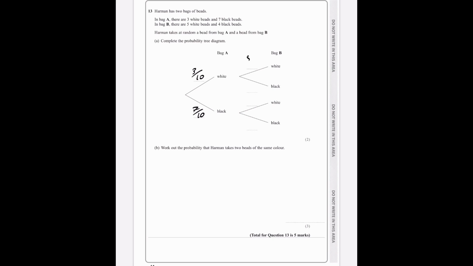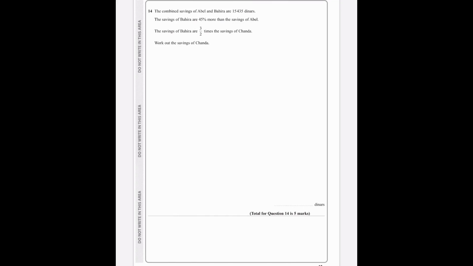For the probability, we've got 3 tenths, 7 tenths, and then 5 ninths, 4 ninths, 5 ninths, 4 ninths. The probability that Harman takes 2 beads of the same colour, so that's either white, white, or black, black. If it's white, white, it will be 3 tenths times 5 ninths. If it's black, black, it will be 7 tenths times 4 ninths. And we'll add them together because we don't mind if it's black or white. And it adds to 43/90ths.